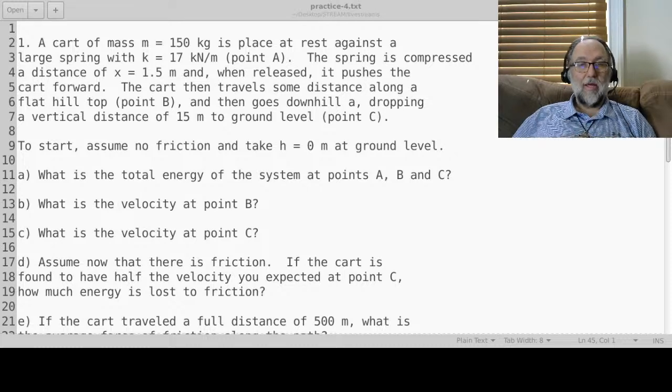So what we're going to do today is just practice a couple of problems on energy. I'm going to do one problem on energy for a roller coaster type system with a spring involved, and then another one on simple harmonic motion.